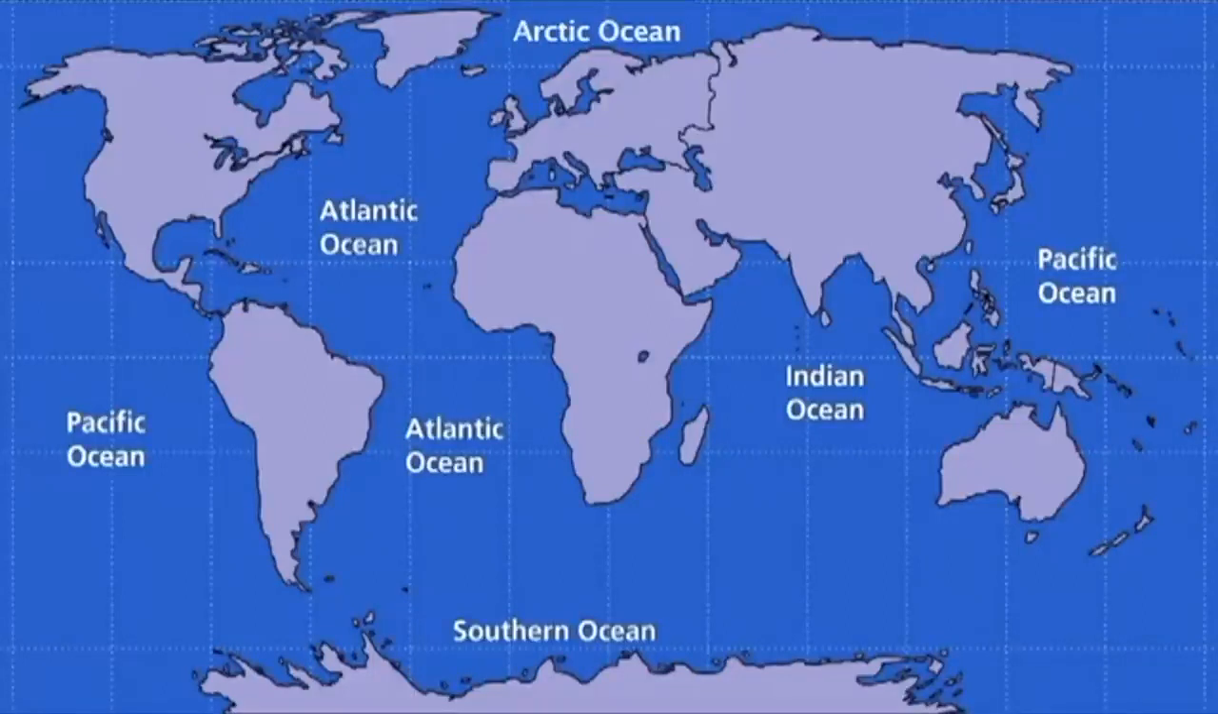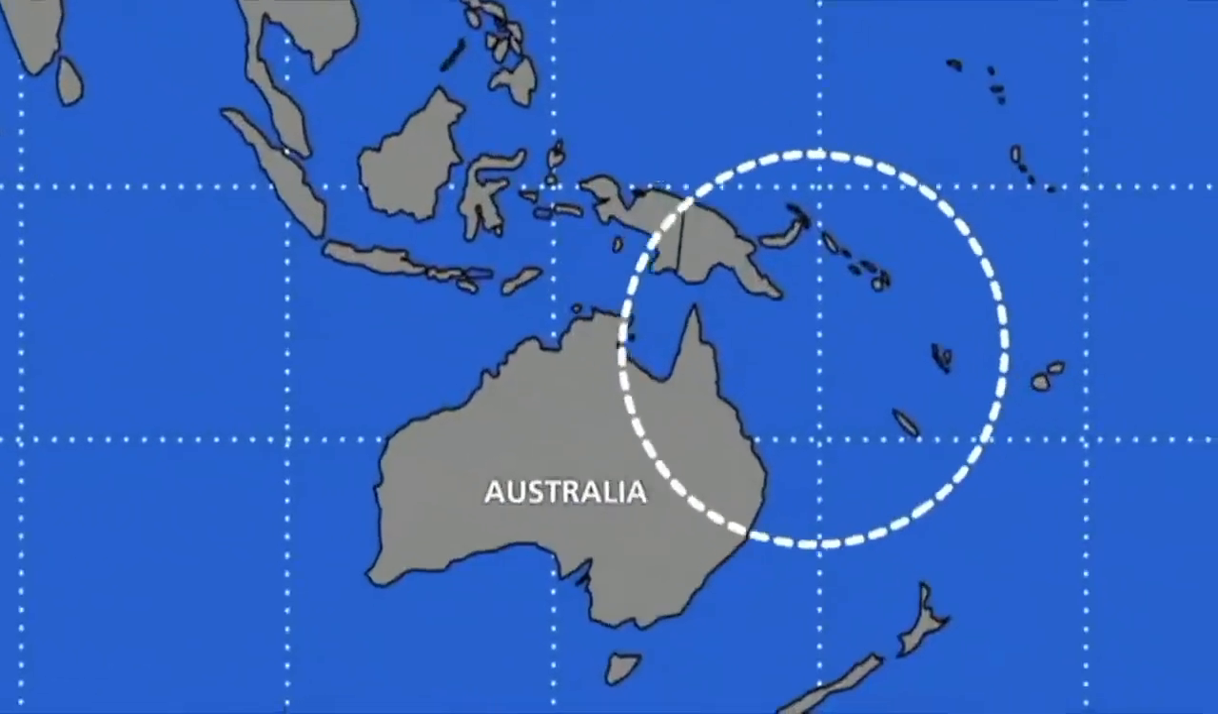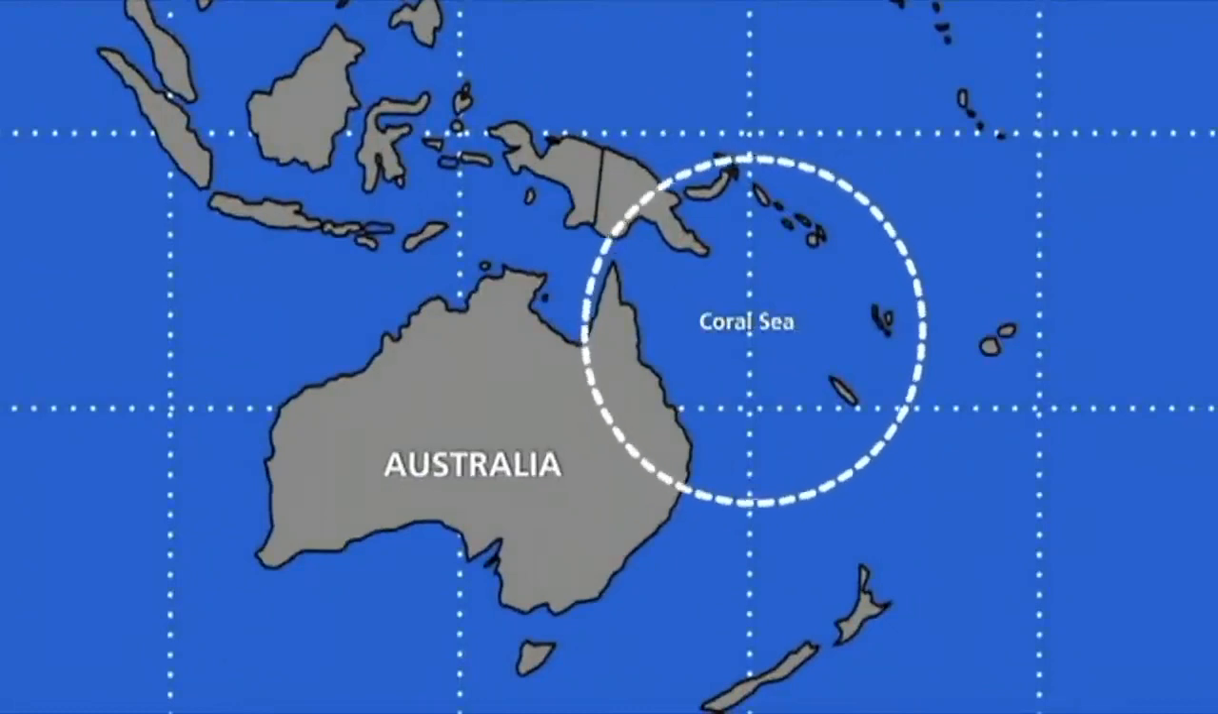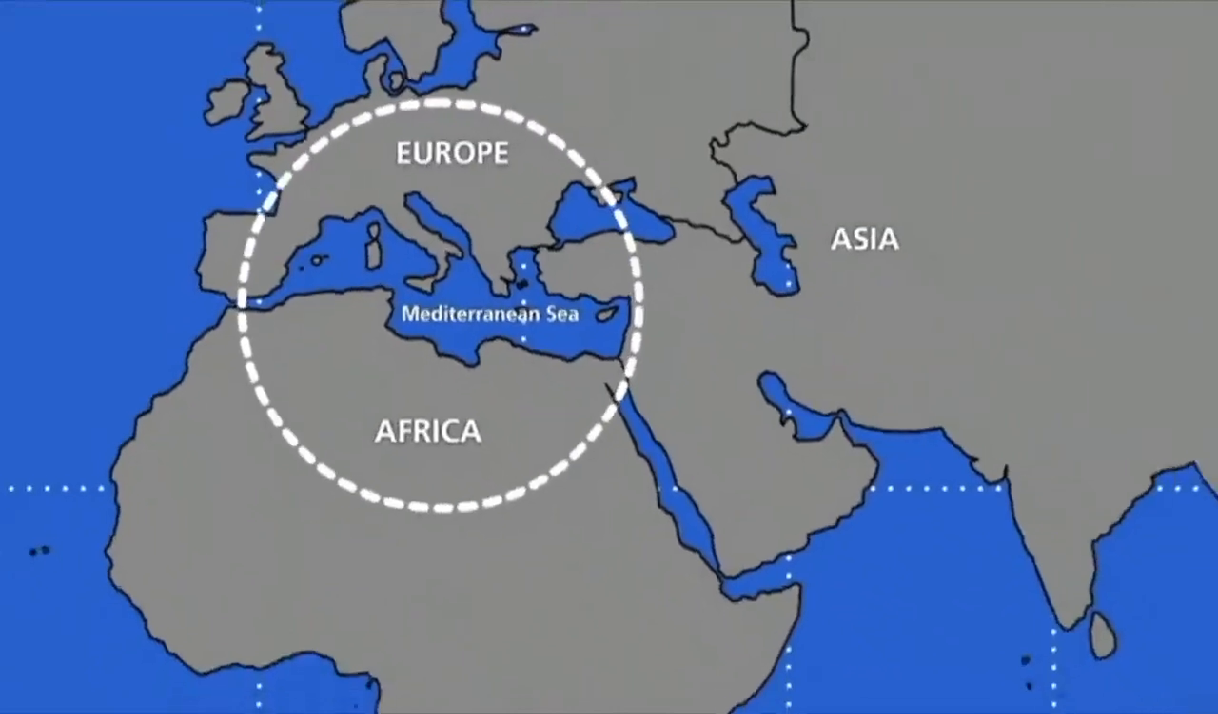Geographers then divided the oceans into smaller bodies of water called seas. The Coral Sea, located just off the eastern coast of Australia, is really part of the Pacific Ocean. The Mediterranean Sea is a large body of salt water that's partially enclosed by land.